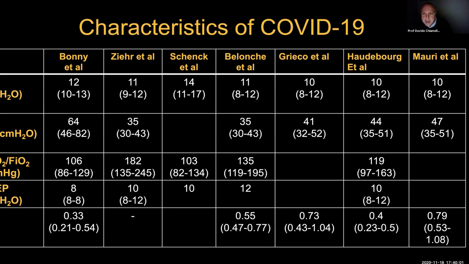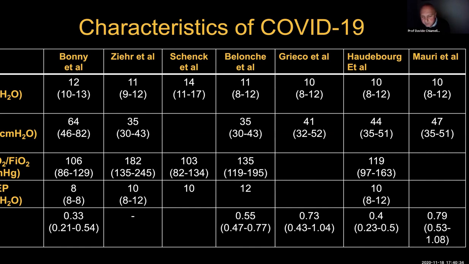What you can see is that most of the studies that have considered ventilation in COVID-19 used a driving pressure well below the 17 centimeters of water that you've seen in the LUNG SAFE, and well below the 15 centimeters of water considered safe in ARDS, indicating that overall their compliance is relatively more preserved, despite the fact that the PF ratio is in the category of moderate or severe ARDS.